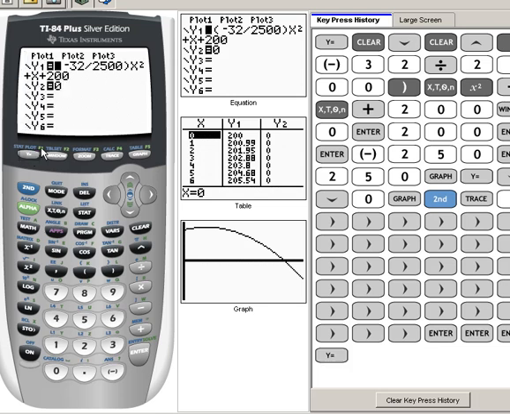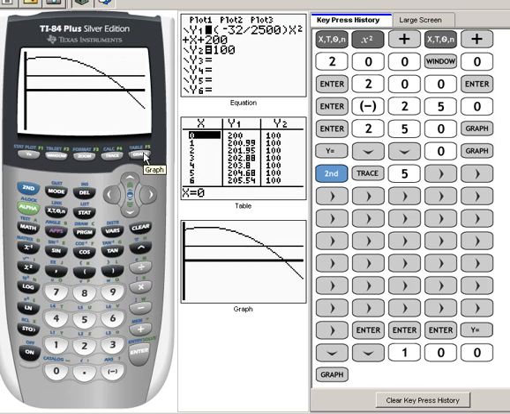So in my y2, I'm going to type in 100, and we should be able to see the same drawing that we just did on our paper. Here again is my projectile motion, the quadratic function. This straight line here is y equals 100. So at this point is where the curve is 100 feet above the water.